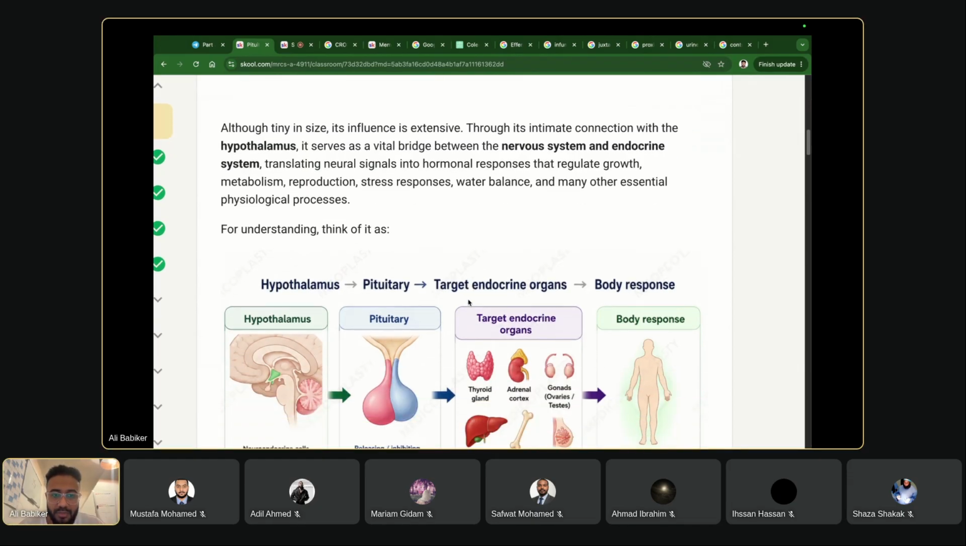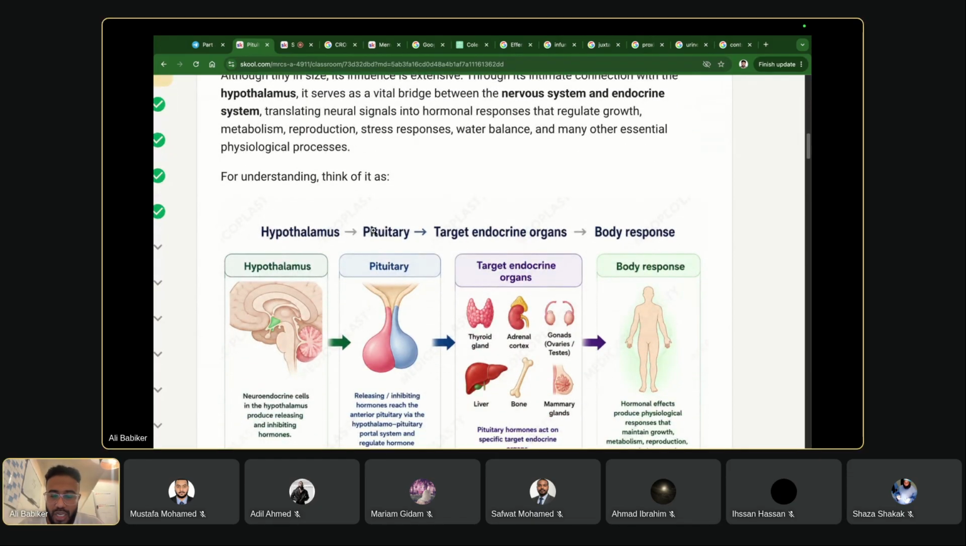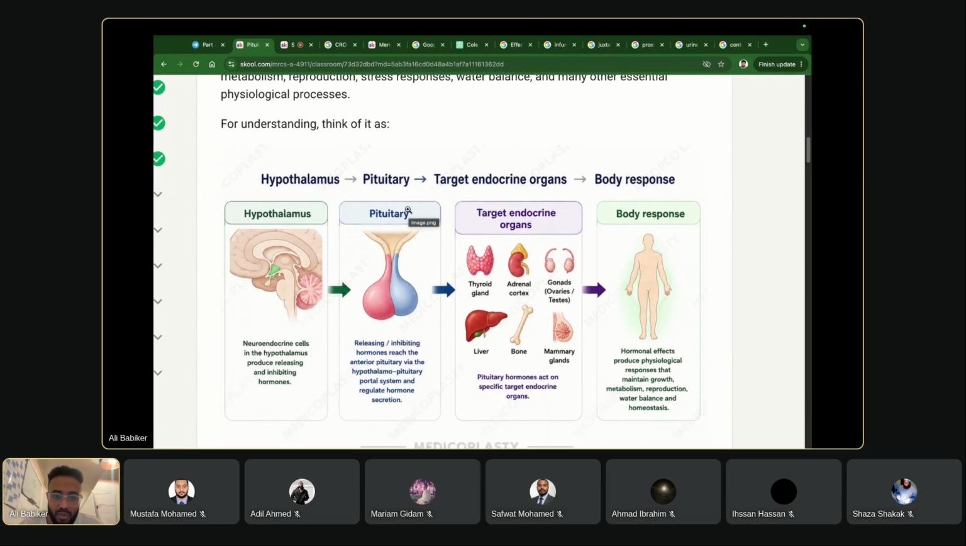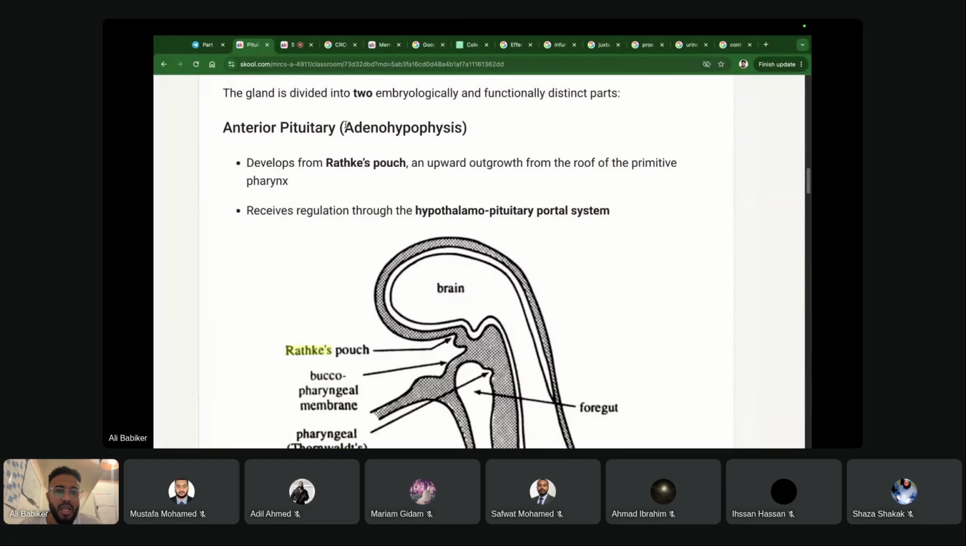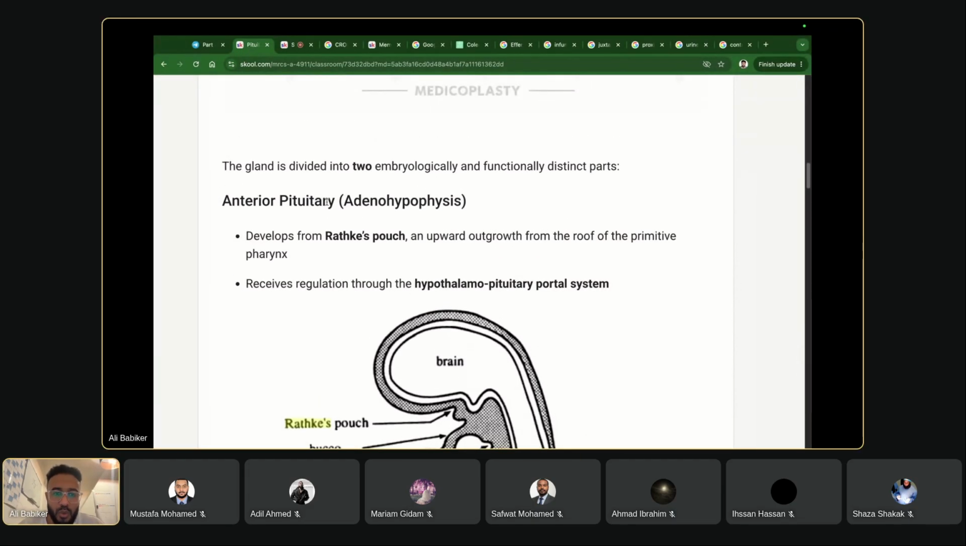So the hypothalamus activates the pituitary, specifically the posterior one, then the target endocrine organ. This will lead to body response. So this is the pituitary, anterior and posterior, and the target endocrine organs, all of them, and then this will lead to body response. We'll come to this in detail. Don't worry. All right, and we'll start with the anterior pituitary.